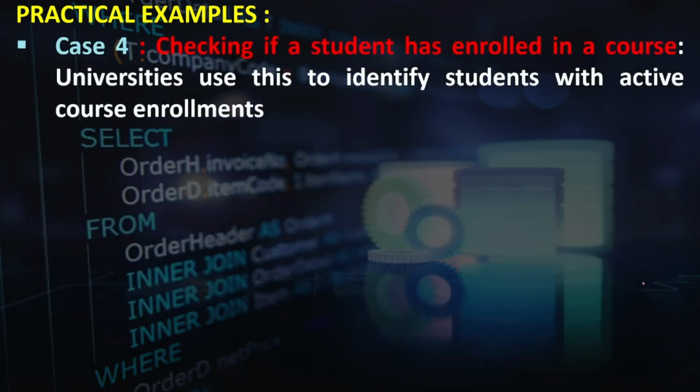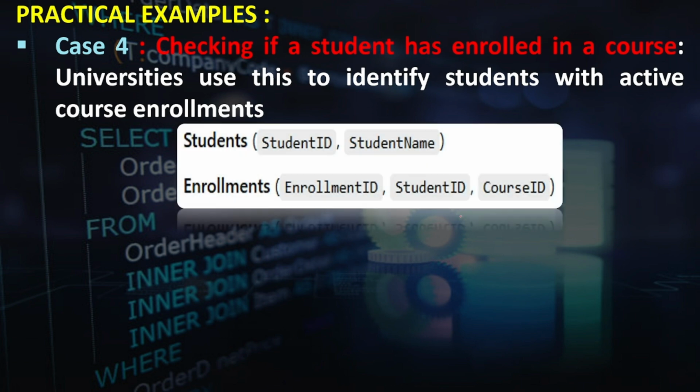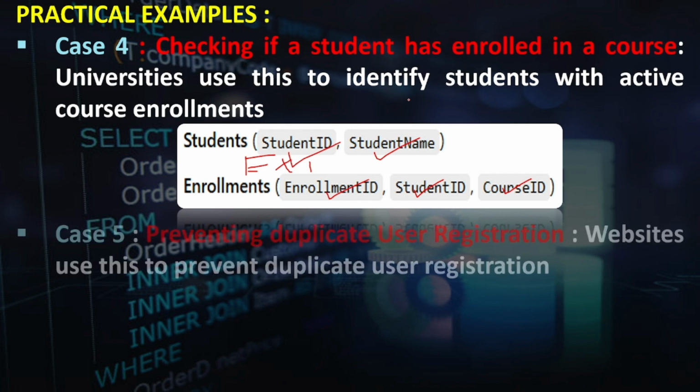Fourth example, checking if the student has enrolled in the course or not. The student table has student ID and student name. The enrollment table has enrollment ID, student ID, and course ID. This way, if you apply exists on this, at any point of time, the universities can figure out which students have enrolled for the course.